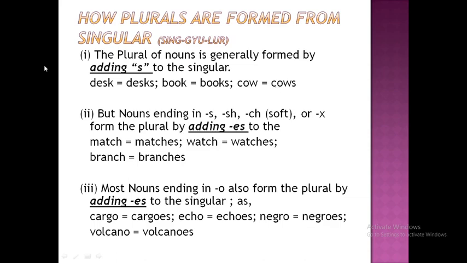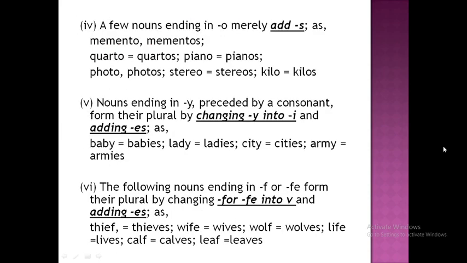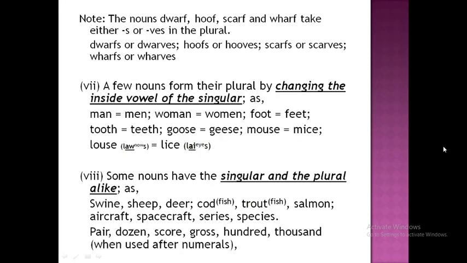Please go through these all, like the plural of nouns is generally formed by adding s, but s or sh, ch. So please find these rules relevant enough to make singular forms of every single noun into plural form.